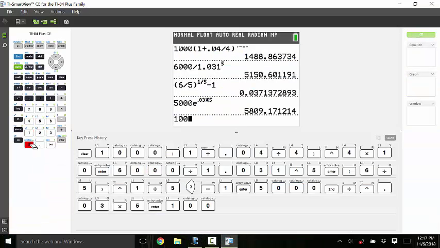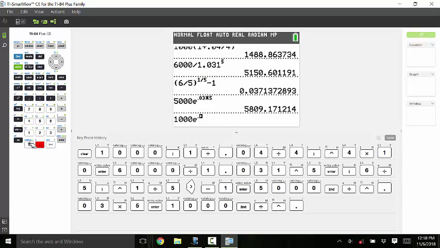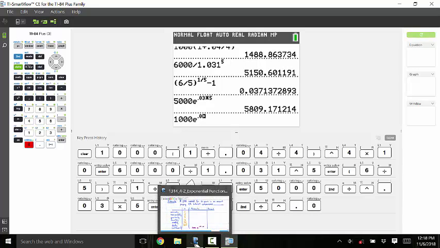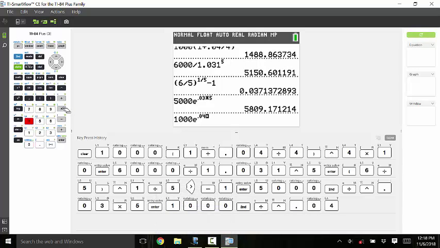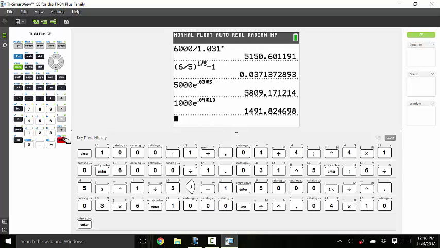What do you get on that one? 1,000 E to the R. What was it? 4%? For how many years? 10? 1491.82.